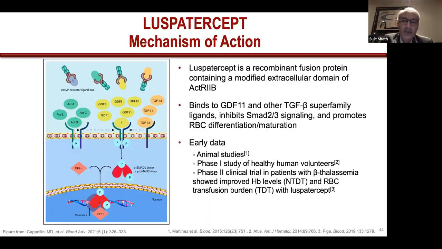So luspatercept is what we'll start with. This is a recombinant fusion protein containing a modified extracellular domain of the activin receptor 2B. What the activin receptor 2B does is it binds to TGF-beta ligands. These are members of the TGF-beta superfamily of ligands, which I mentioned in the beginning, which accumulate when you have ineffective erythropoiesis. What these ligands do is they increase SMAD2/3 signaling, resulting in an impairment of differentiation and maturation.